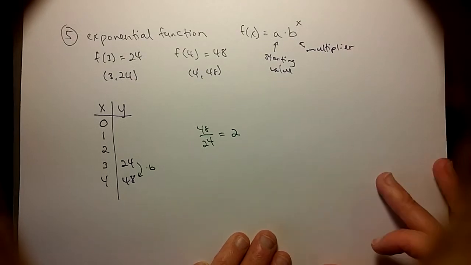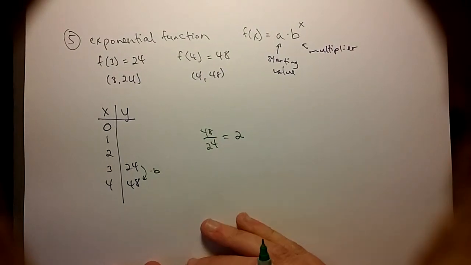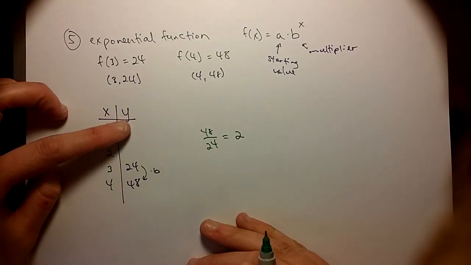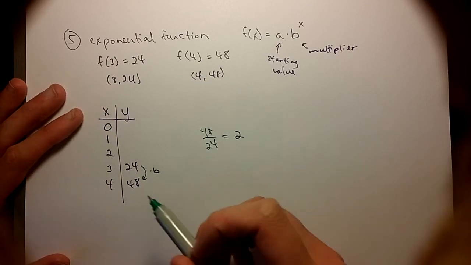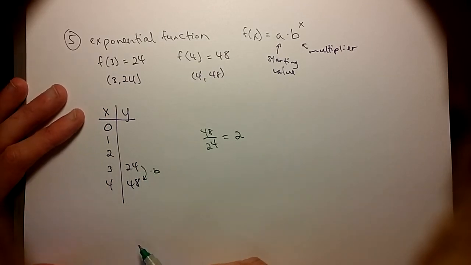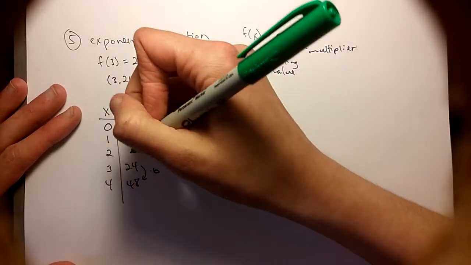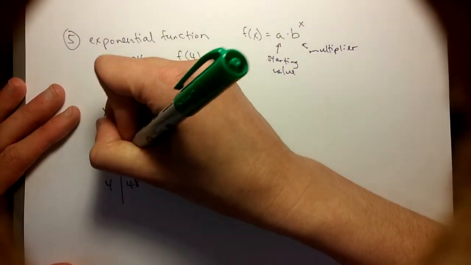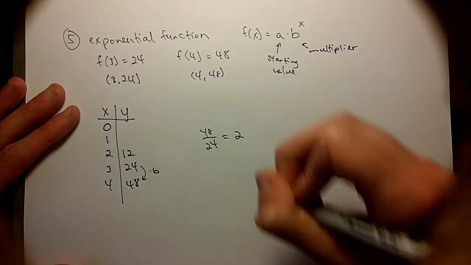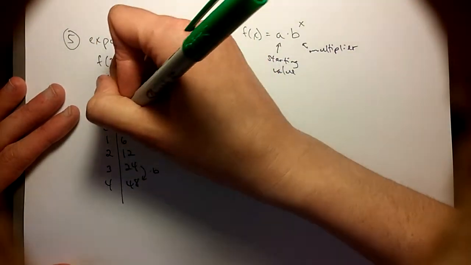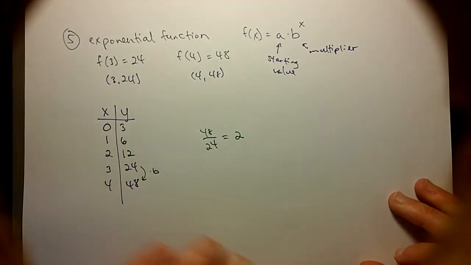Our multiplier is 2. Now that we know the multiplier, we need to work backward to figure out our starting value. So going down the table, we multiply by 2. To go up the table, we're going to divide by 2 to go backward. So 24 divided by 2 would be 12. 12 divided by 2 would be 6. 6 divided by 2 would be 3. So 3 is our starting value.